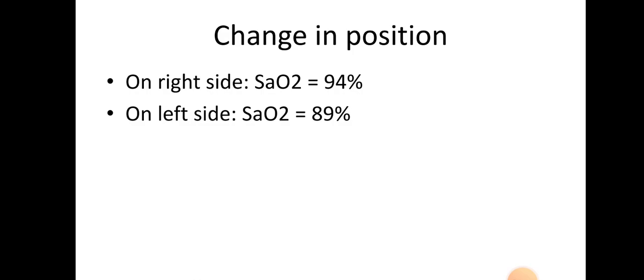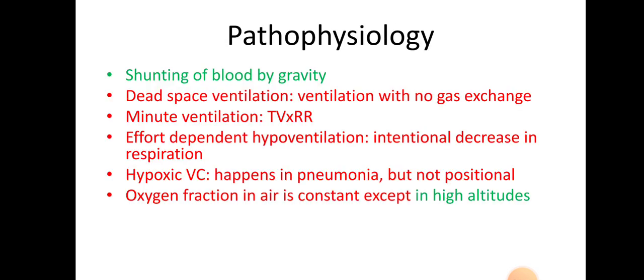When we change the position of the patient from the right side to the left side, the saturation dropped from 94% to 89%. So the right side is the healthy side, the left side is the diseased side. When he slept on his diseased side, the saturation dropped. What caused this? Something called shunting of blood by gravity. In the answers, it's called intrapulmonary shunting. It's the same idea, the same thing, but with different phrasing. You have to understand the idea.